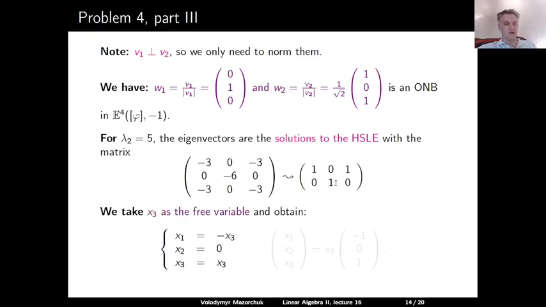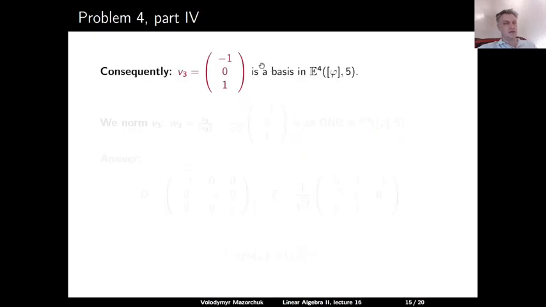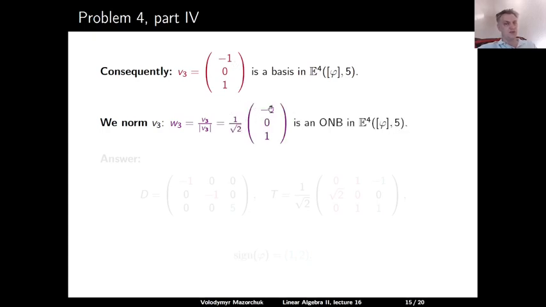So we can take x3 as a free variable and obtain from the first equation x1 is equal to minus x3. From the second equation, x2 is equal to 0. And for the free variable, the trivial equation, x3 is equal to x3. And now in the vector form, x1, x2, x3 is equal to x3 times the coefficient vector minus 1, 0, 1. So this is only one vector, this vector minus 1, 0, 1. It's a basis in the eigenspace for our matrix with eigenvalue 5. We norm this vector, so we denote by w3 the vector v3 divided by its length. The length of v3 is root of 2, so the answer is 1 divided by root of 2 times minus 1, 0, 1.